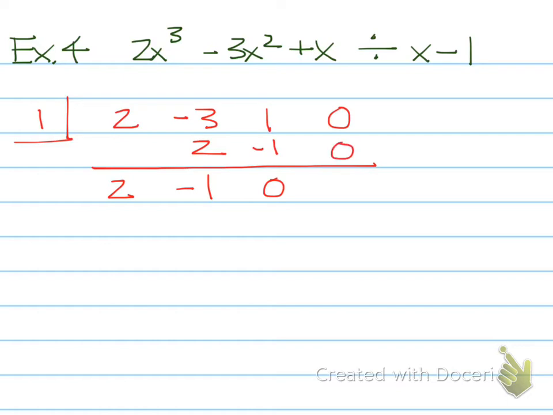1 times 0 is 0. 0 plus 0 is 0. So we have a 0 remainder. Our depressed equation is 2x squared minus x. Again, the first term of our depressed equation is 1 degree less than our original polynomial.